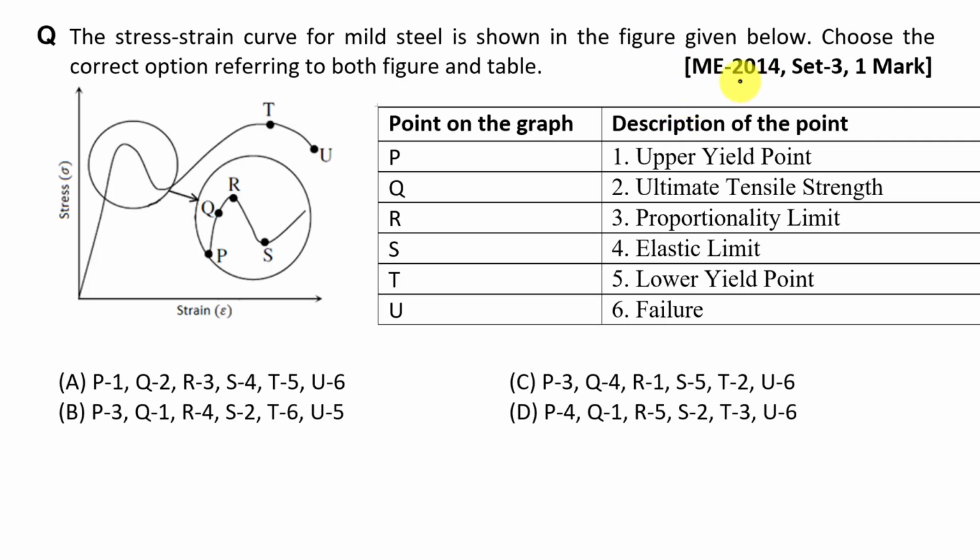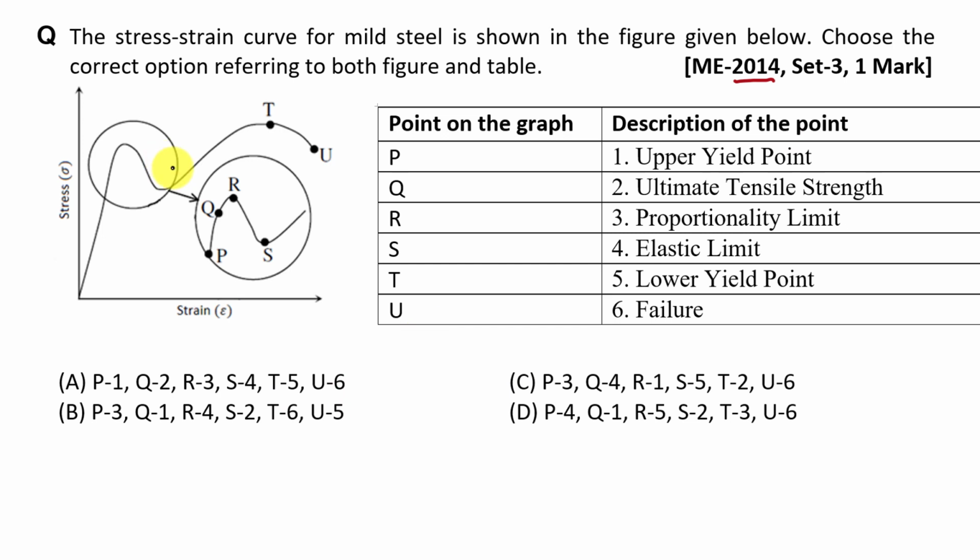Now the next question is from year 2014 set 3. The stress strain curve for mild steel is shown in the figure given below. Choose the correct option referring to both the figure and the table. Here these are the points on the stress strain curve and this is the description of the point. We have to choose the correct option from these options.